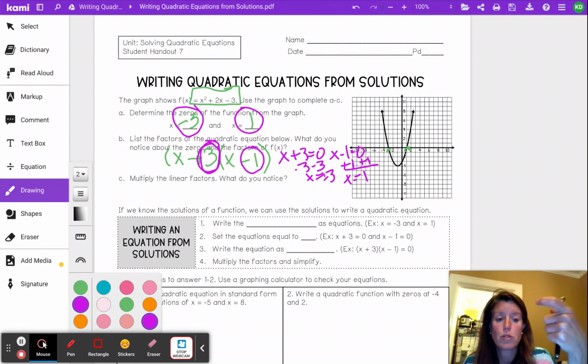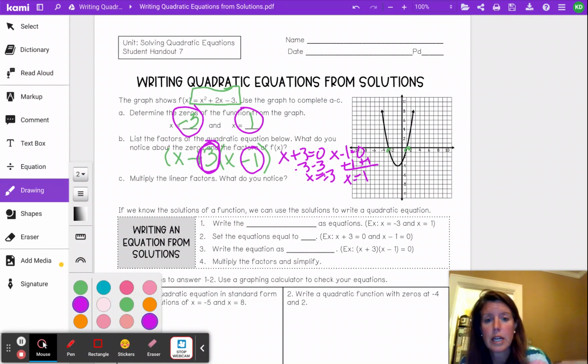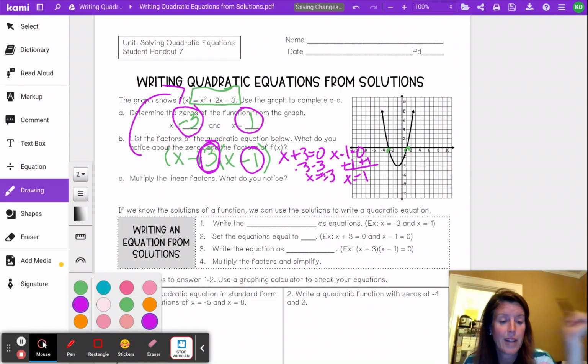If you were to FOIL that out and multiply everything together, you're going to get back to this equation right here. Remember FOILing? You just change the signs of those zeros when you put them inside of the parentheses. Just remember that. Change those signs.